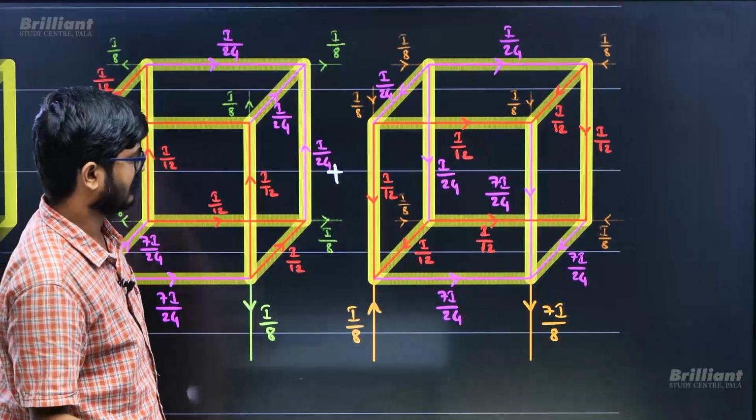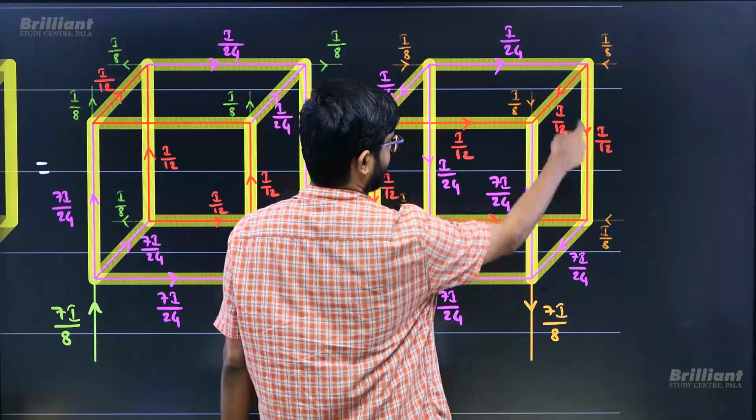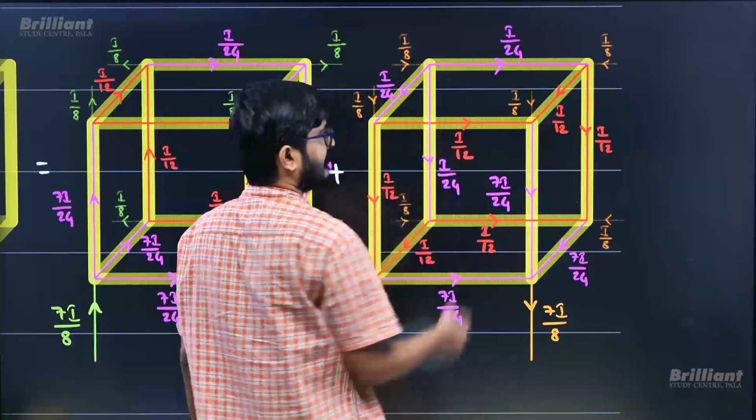Now I can do the same thing here. The adjacent ones will be 7I by 24. Then the rest connecting will be I by 12. And the last three will be I by 24.